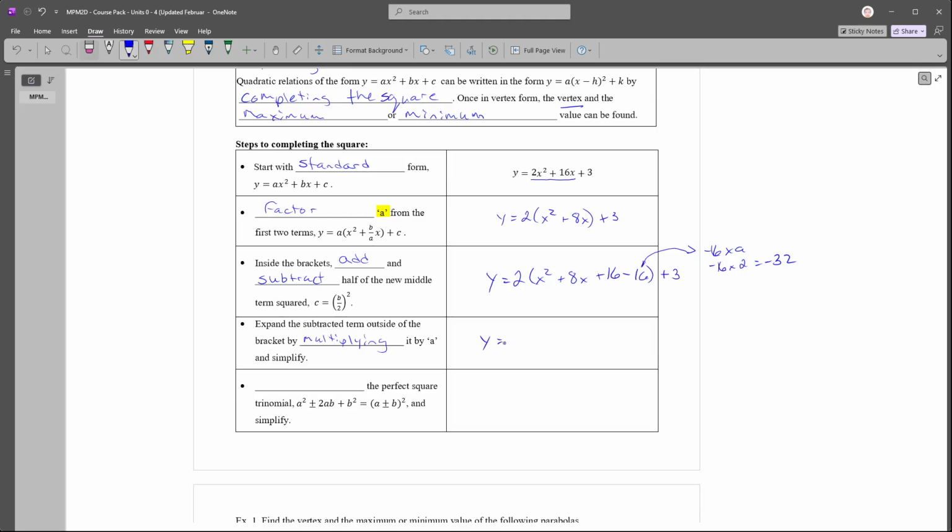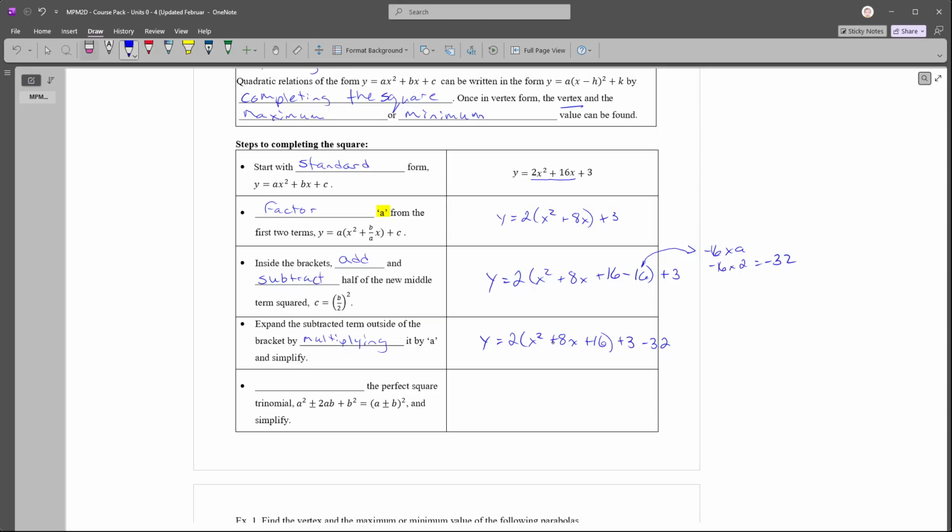So we end up with y is equal to 2 times, inside the brackets, the only thing we're left with is x squared plus 8x plus 16. Close the bracket now. And on the outside, we have that plus 3 and then minus 32. Final step. Oh, look what we just created. This is a perfect square trinomial. And it will always be a perfect square trinomial because we forced it into that situation by adding and subtracting half the b term squared. We set up the 2ab by doing this.